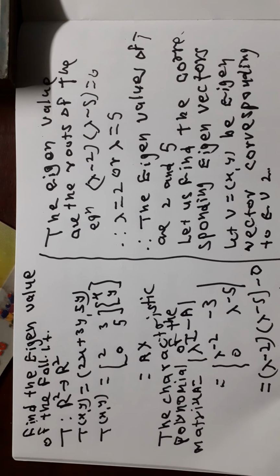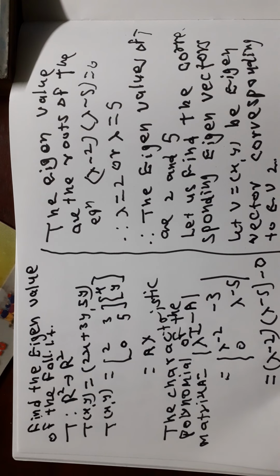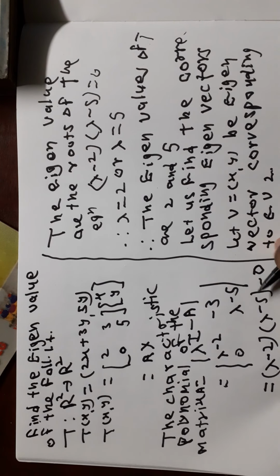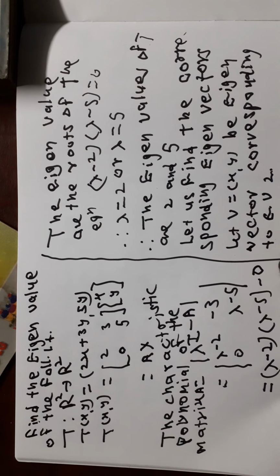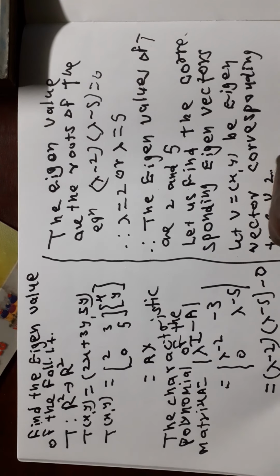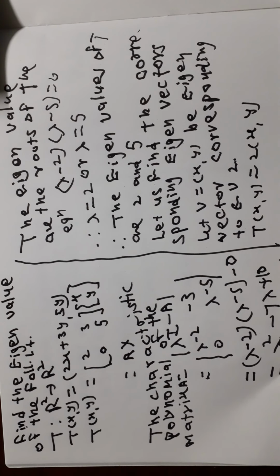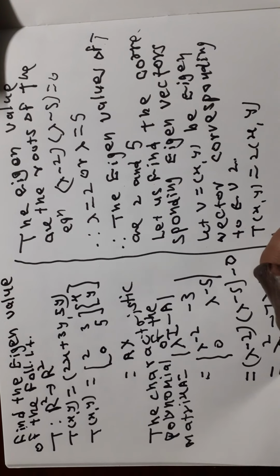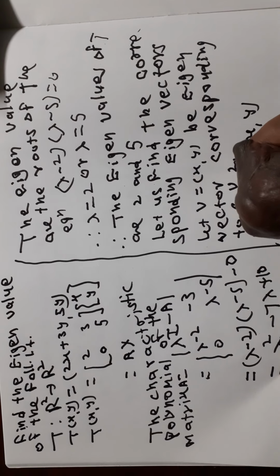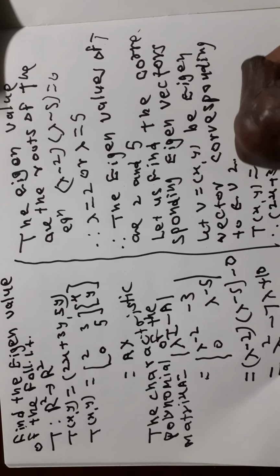Let v = (x, y) be the eigenvector corresponding to eigenvalue of T. Therefore T(x, y) is equal to 2 times (x, y). Now T(x, y) is equal to the ordered pair (2x + 3y, 5y), which is equal to the ordered pair (2x, 2y).